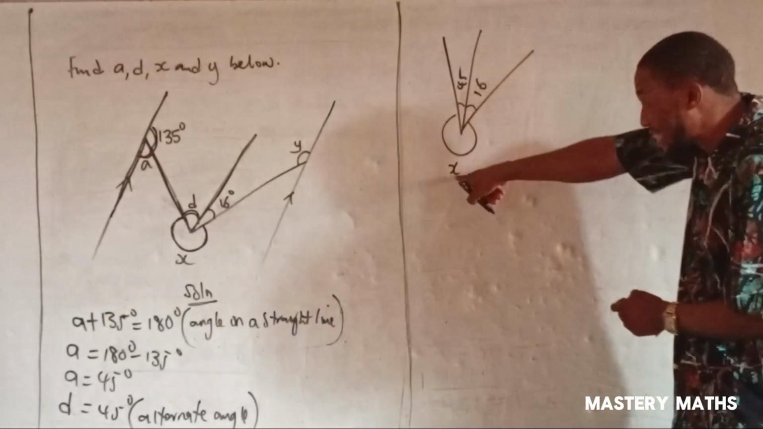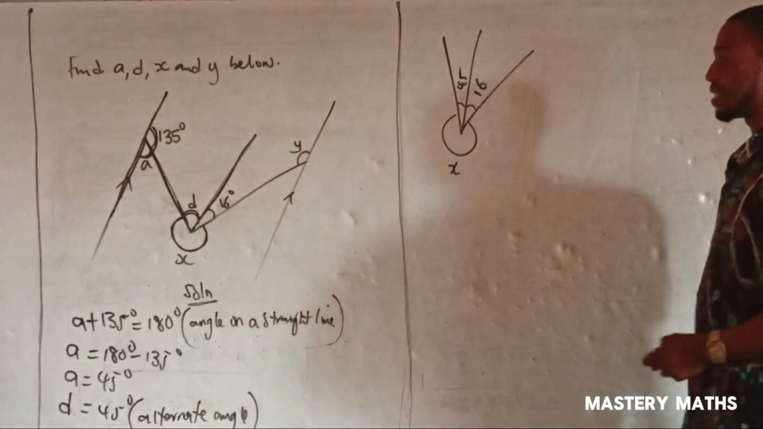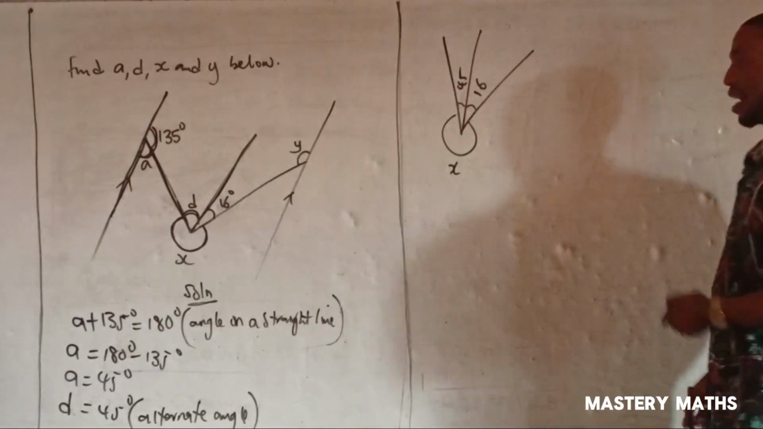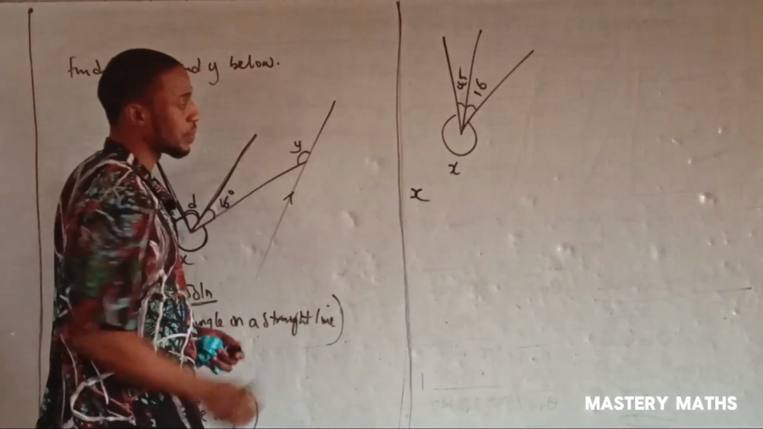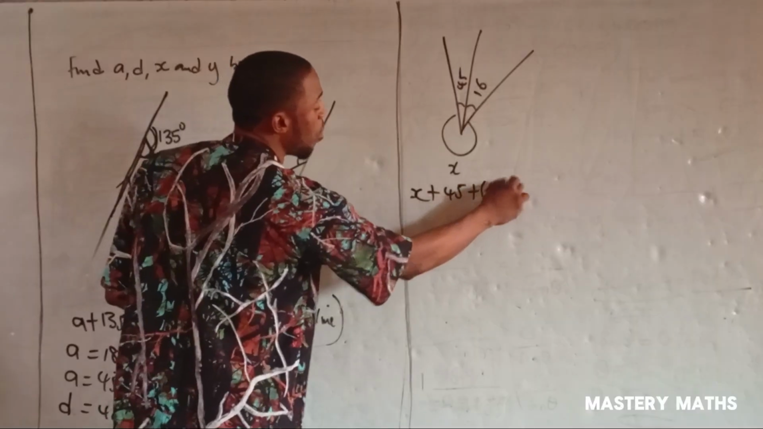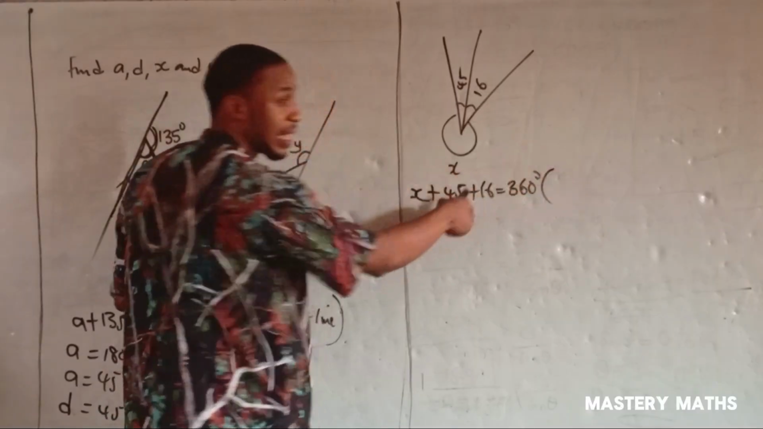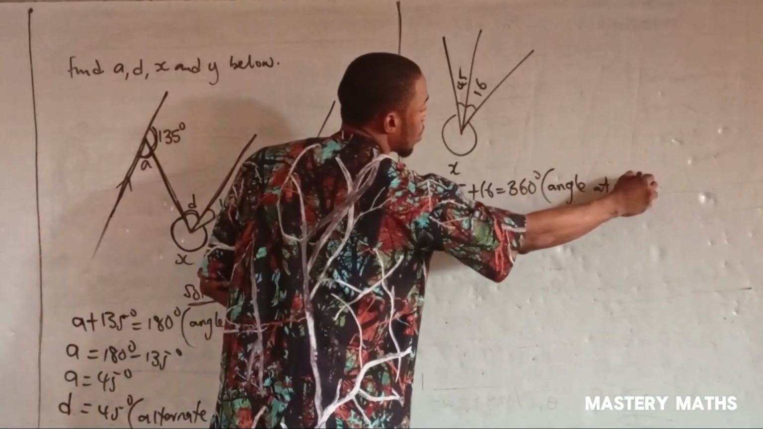Now how do we get this X here? Very simple. This is how I do it. I'll say our X plus 45 plus 16 is equal to 360 degrees, angle at a point.